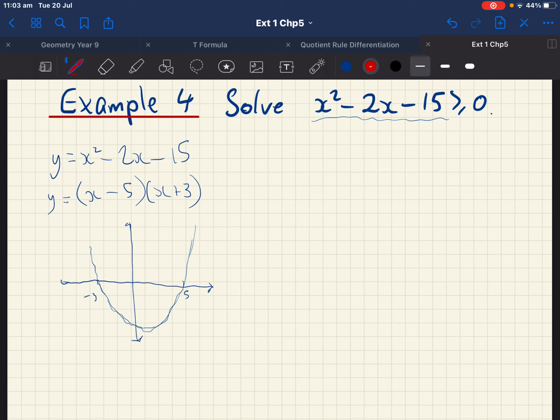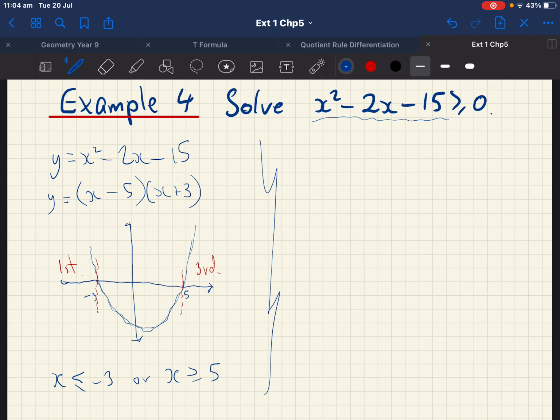That occurs in, see, the x-intercepts have ultimately created 3 regions, and the parabola is greater than 0 out in this first region and this third region. So our solutions for this one would be x is less than or equal to -3, or x is greater than or equal to 5. So that would be our solutions for this second one using the graph method.